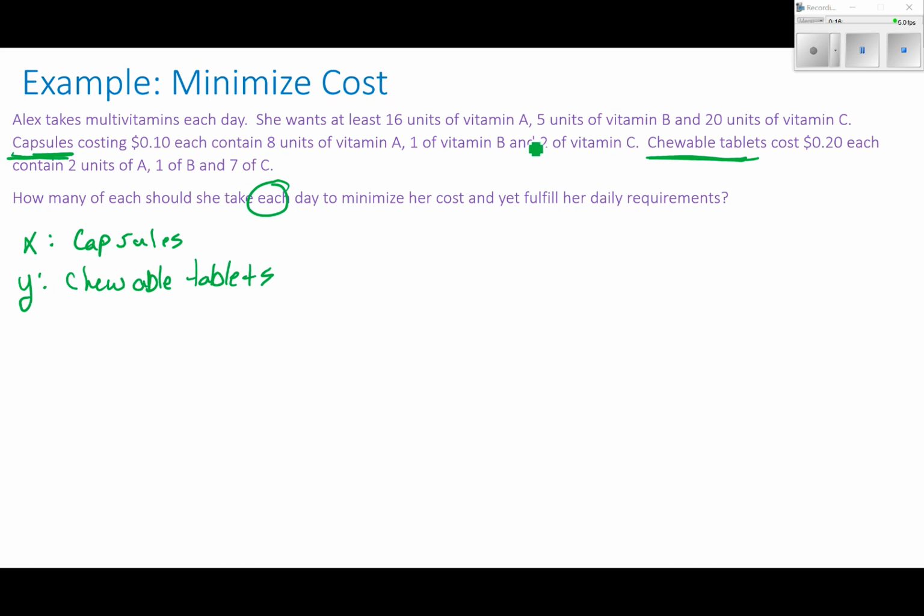It's going to be A, B, and C. She wants at least 16 units of vitamin A. So I want my function to be bigger or equal to 16. For vitamin A, I'm going to work with 8 units of vitamin A for my capsules. So this is 8x plus chewable tablets are 2 units of A, so this would be plus 2y.